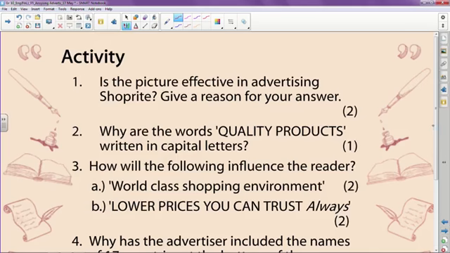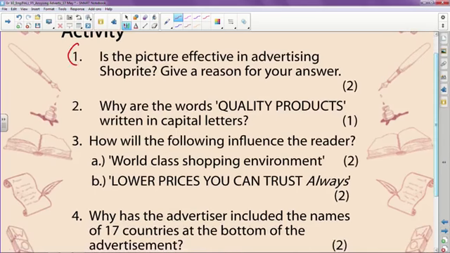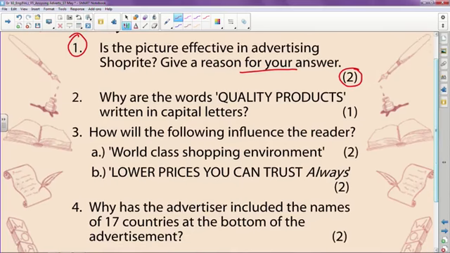Okay. Is the picture effective in advertising ShopRite? Give a reason for your answer, 2 marks. Remember, you can say yes or no, as long as you justify it with a good explanation. 2, why are the words quality products written in capital letters? That's for 1 mark. 3, how will the following influence the reader? A, world-class shopping environment. B, lower prices that you can trust always. And finally, question 4, why has the advertiser included names of 17 countries at the bottom of the advertisement?